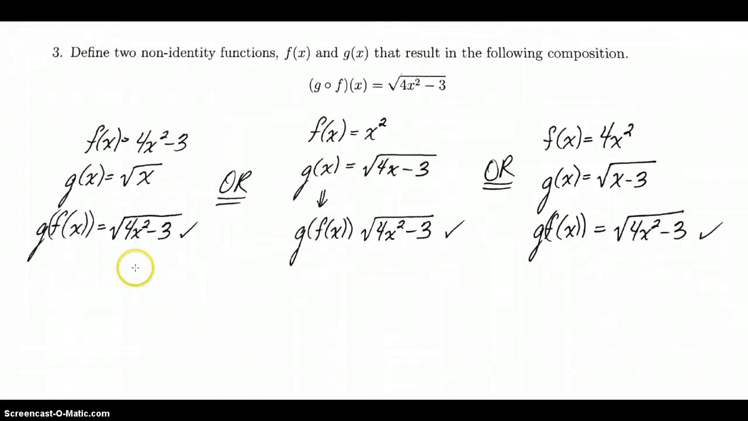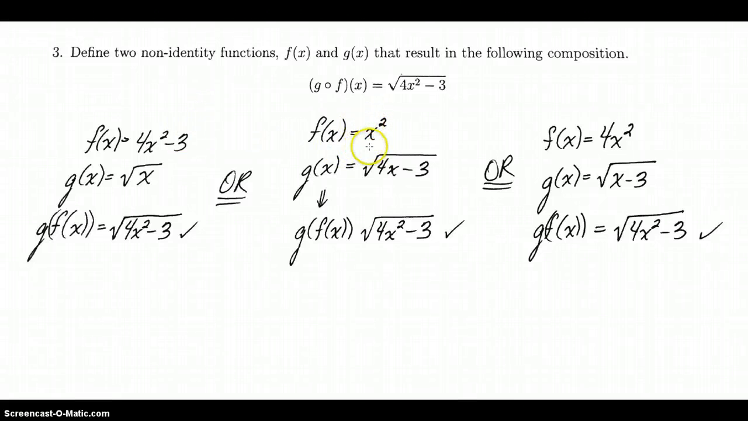Number 3, we can do these in several different ways. I'm just choosing some function for f, and it has to be non-identity. In other words, I can't have f of x equals 1. Otherwise, you could just have that for all of these without really understanding the concept. So notice I have 3 different options in this case, and probably more, but 3 that I've written down for my f of x.